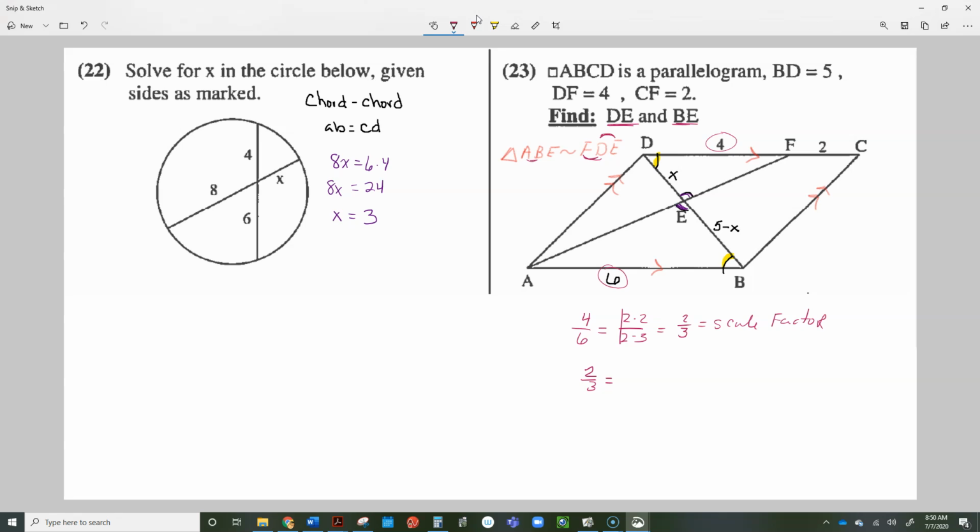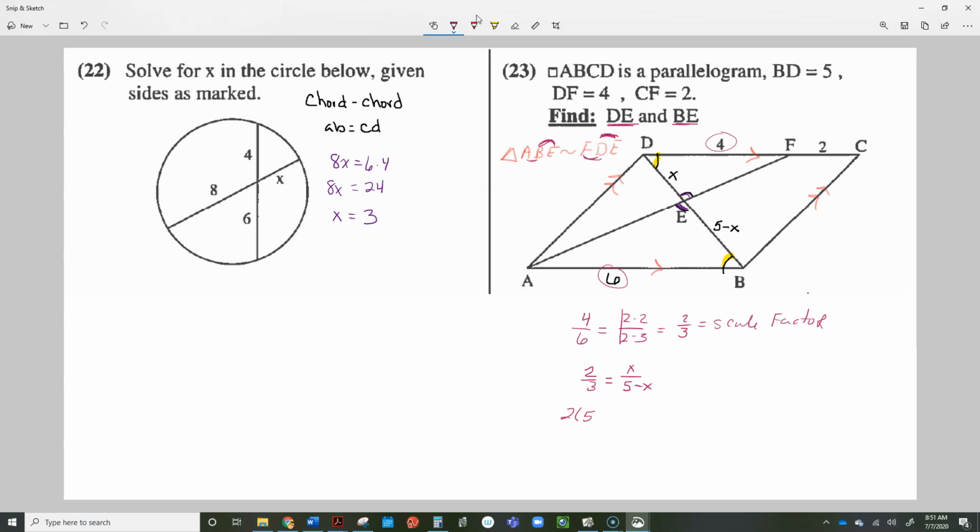So 2/3 is the scale factor, and now I need to find out side DE. Okay, well, side DE, this one right here, is going to correspond to this one right here. DE corresponds to BE. So I put the smaller side on top. I put the 4 on top, so I'm going to put the X on top. And then I'm going to put the 5 minus X on bottom. Now I have a proportion, and all I have to do is cross multiply.